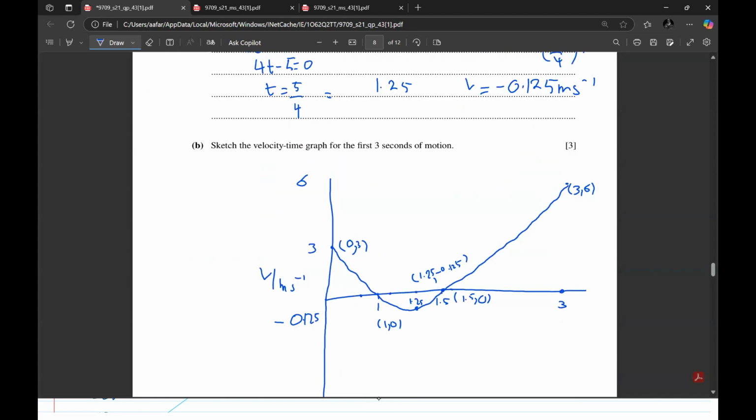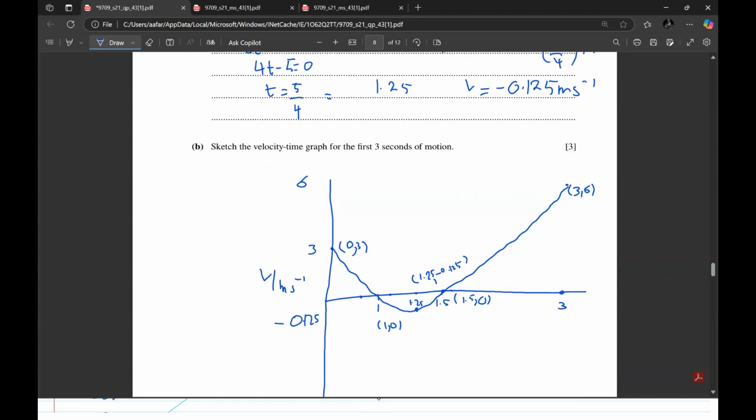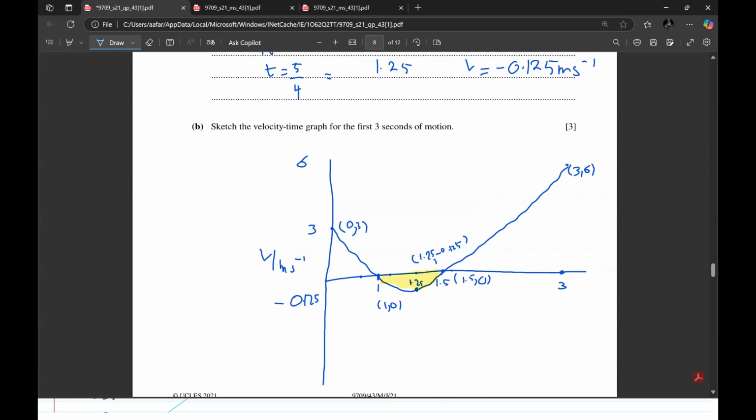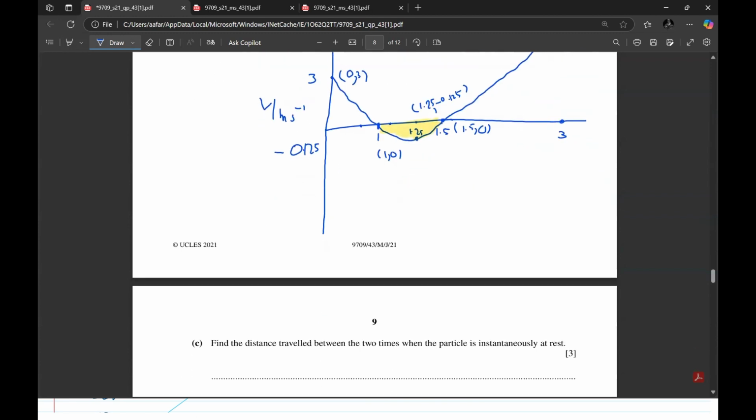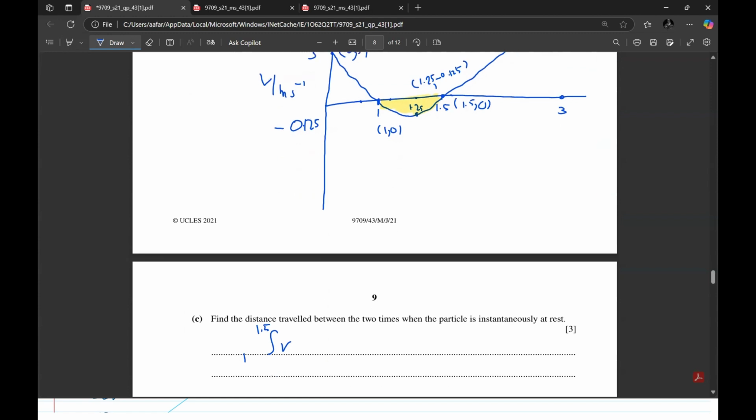So when the particle is instantaneously at rest is basically this distance right here, right? This part of the graph. So we know the x values. We basically want the area under the graph, right? Since that's what distance is actually, we can just integrate v from 1.5. We should be getting the distance.